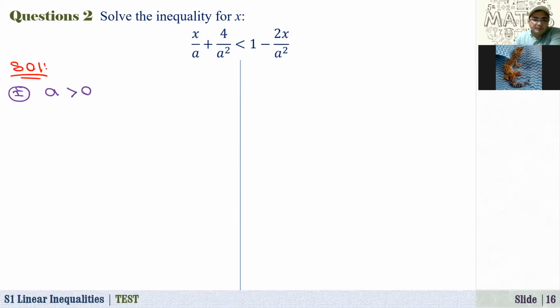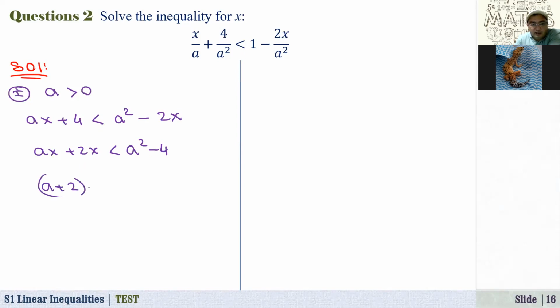If a is positive, I can multiply both sides by a squared. Also, it will be positive. So the first one will be a times x. So here we have a times x plus 4 less than, here we have a squared, because we multiply both sides by a squared, minus 2x. Now from here, take 2x to the left hand side. Here we have ax plus 2x less than a squared minus 4. x is a common factor, and here we have a plus 2 times x less than a squared minus 4.